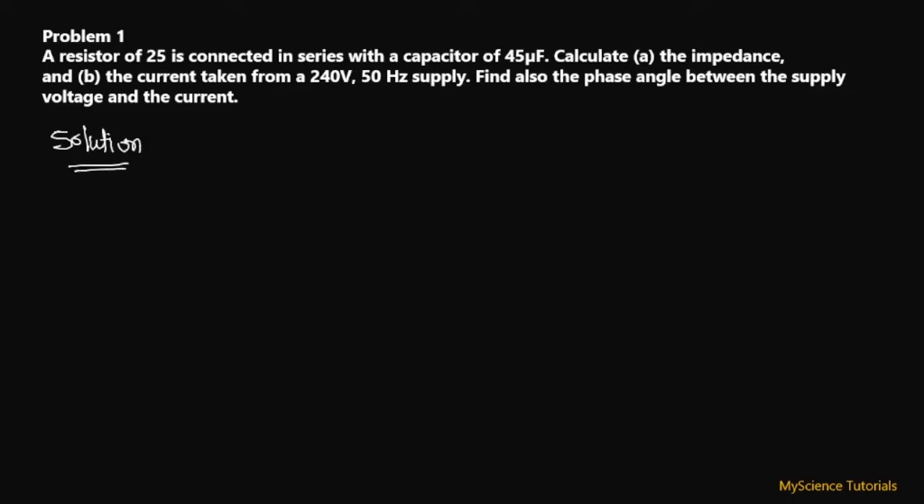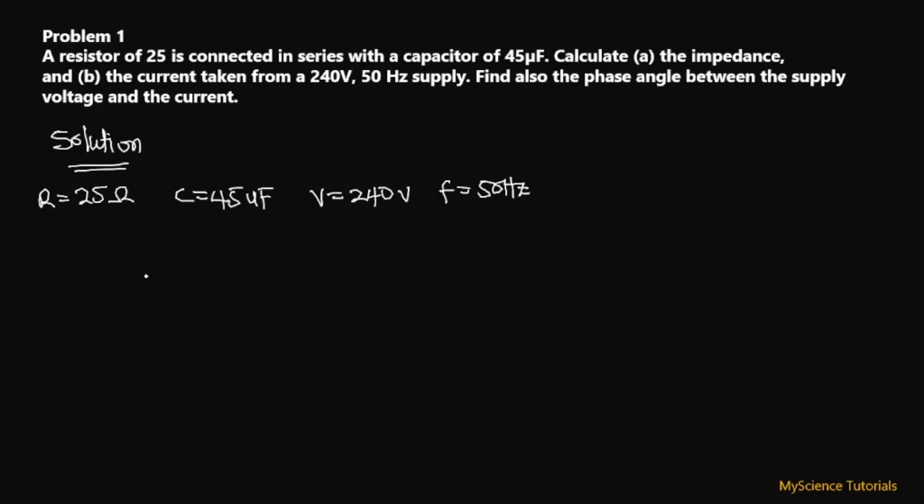Now, the first thing I want to do is to write all the parameters that I have and those that I don't have. That way I know where to start and where to end. So I have a resistor of resistance 25 ohms. So R is equal to 25 ohms. And I was told it is connected in series to a capacitor which has a capacitance of 45 microfarad. I was told to calculate the impedance and the current, given the applied voltage of 240 volts and a frequency of 50 hertz.